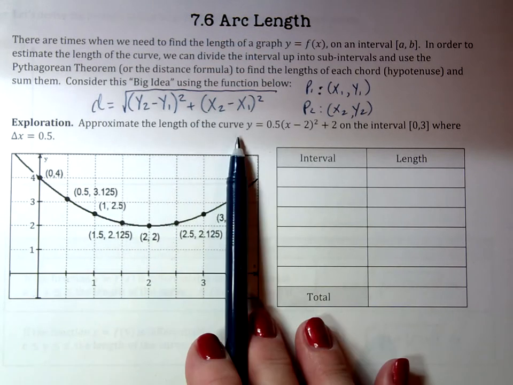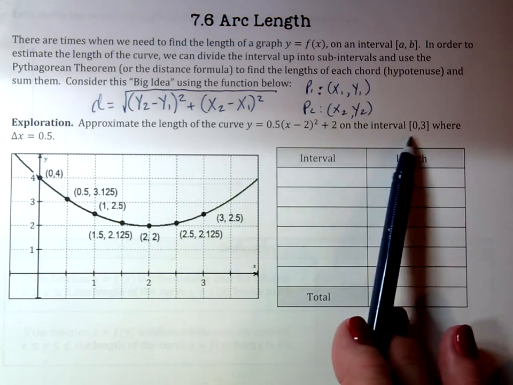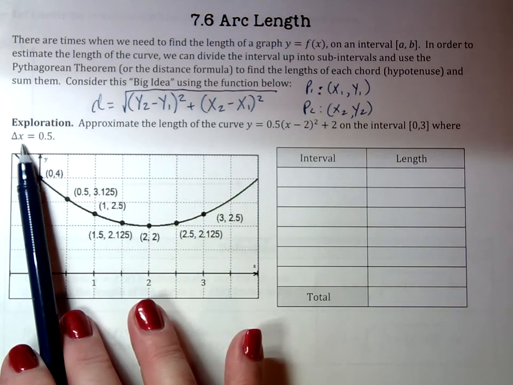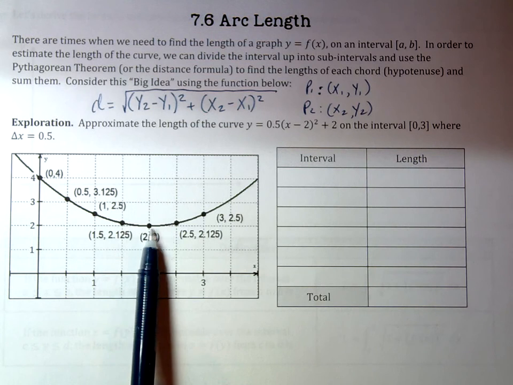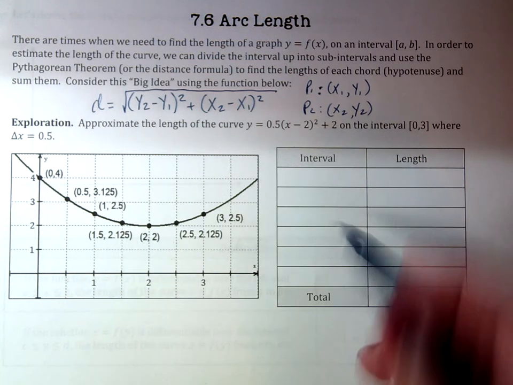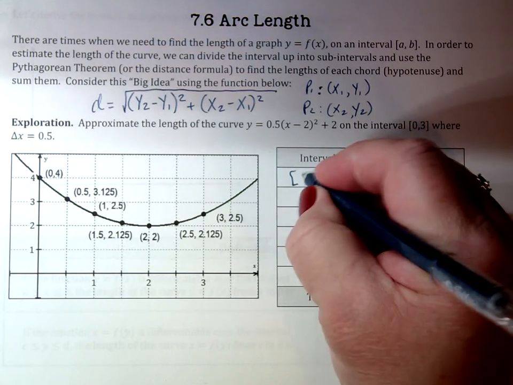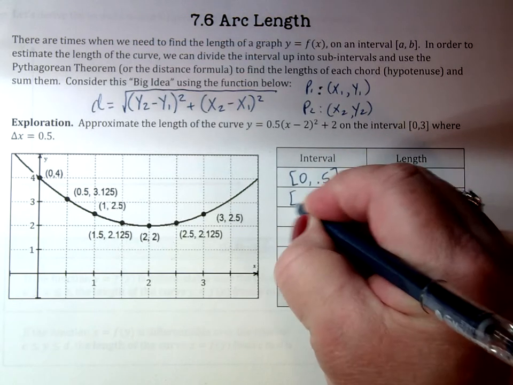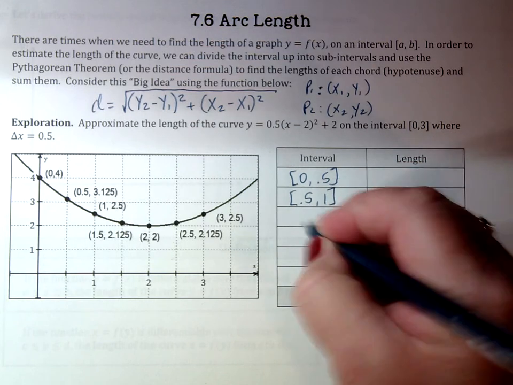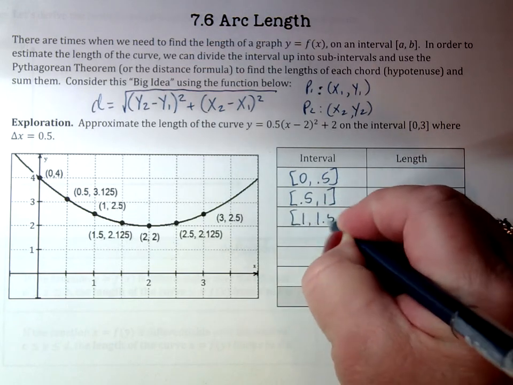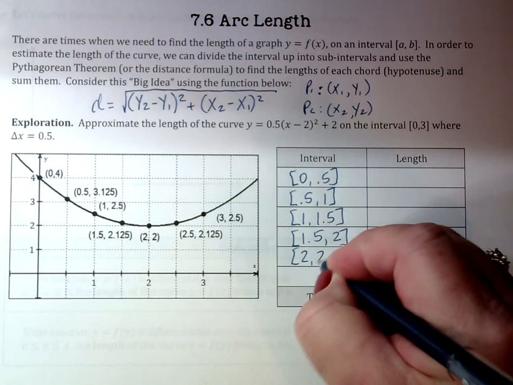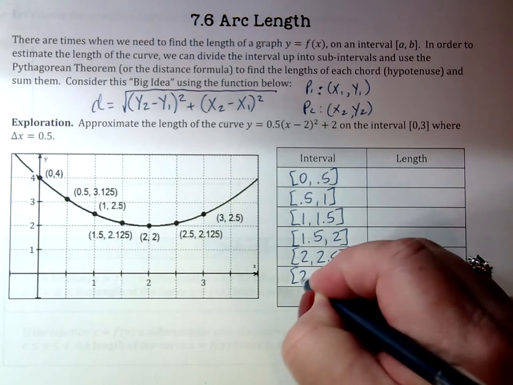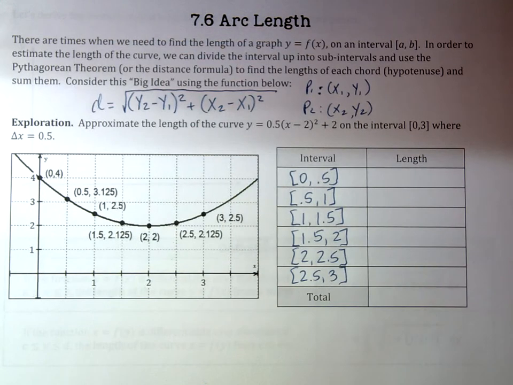So they want us to approximate the length of the curve. Here's the function on the interval from 0 to 3, where the change in x is 0.5. So every 0.5, we've got a stoppage. That's where our coordinates are going to be. And so what we want to do is fill out the table. So the first one you want to find is the distance between 0 and 0.5. Then the distance between 0.5 and 1. Then between 1 and 1.5. And then 1.5 to 2. And then 2 to 2.5, and then last is 2.5 to 3. And so I'll show you the first one, and then I'm going to set you free to try to fill in the rest of the chart.